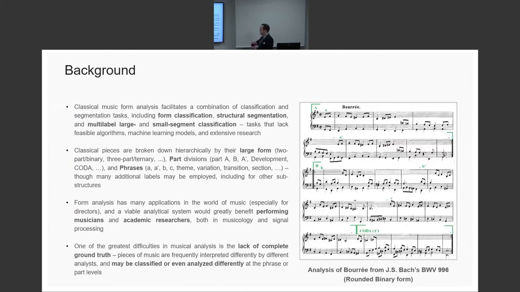So I want to give just a brief background on what music form analysis looks like. Classical music form analysis facilitates a combination of classification and segmentation tasks, including form classification, structural segmentation, and multi-label large and small segment classification, which are tasks that currently lack feasible algorithms, machine learning models, and really extensive research as well. So in form analysis, we typically break down classical pieces hierarchically by their large form, so two-part or binary, three-part or ternary, their part division, so part A, part B, part A prime, development, et cetera, and phrases such as A, A prime, B, C, theme, variation, transition, so on, though many additional labels may be employed, including for other substructures. And there's an endless number of different labels that are possible.